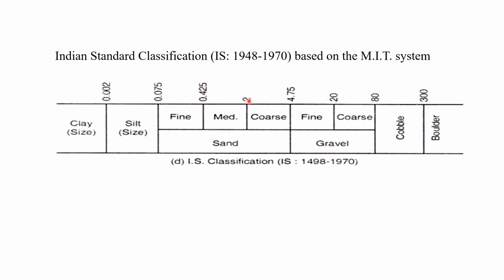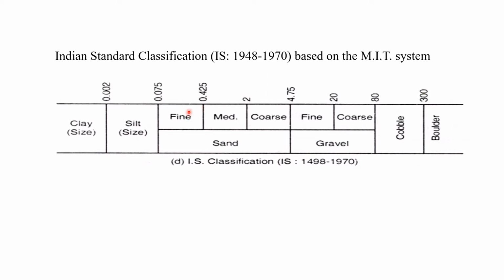0.425 to 2 mm is medium sand. 2 mm to 4.75 mm is coarse sand, and 4.75 mm to 20 mm is called fine gravel. 20 mm to 80 mm is coarse gravel. 80 to 300 mm is cobbles. More than 300 mm is called a boulder.